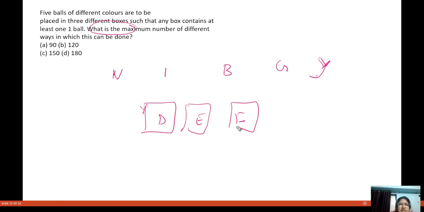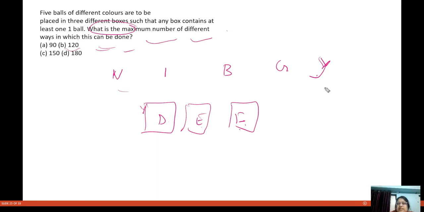So 3 different boxes are there. What is the maximum number of different ways, such that any box contains at least one ball? So any box has to contain at least one ball, and 5 balls of different colors are to be placed in 3 different boxes. So this is the thing.